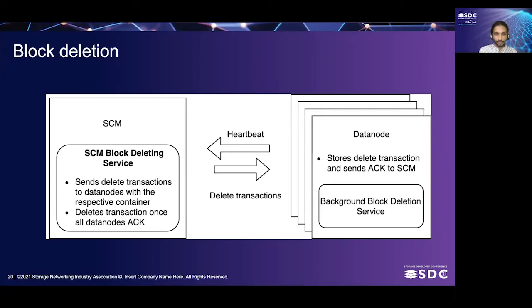And as soon as that DB update is done, the data node would send an ACK to SCM that it has processed the transaction. The actual deletion of the blocks in the transaction happens in the background by the block deletion service. This service will read these transactions, fetch the blocks which need to be deleted, and issue file system delete requests for these blocks.